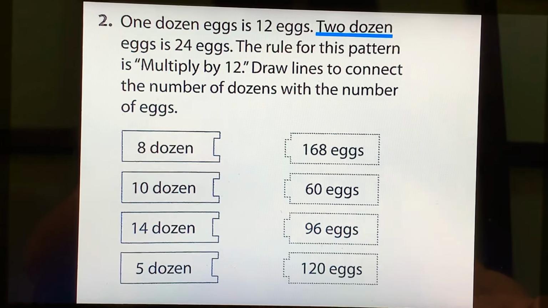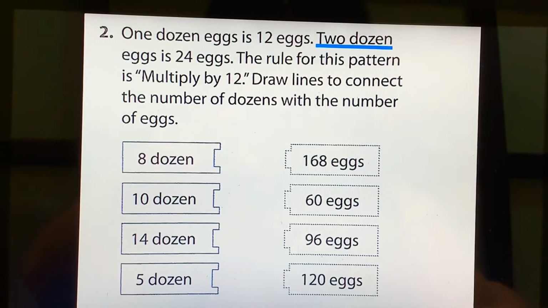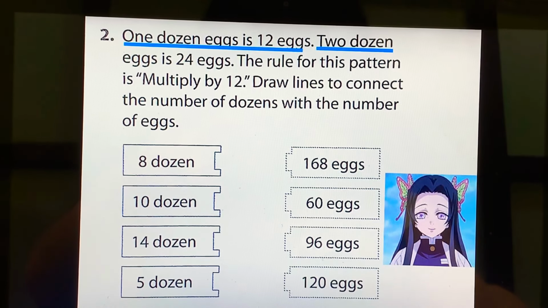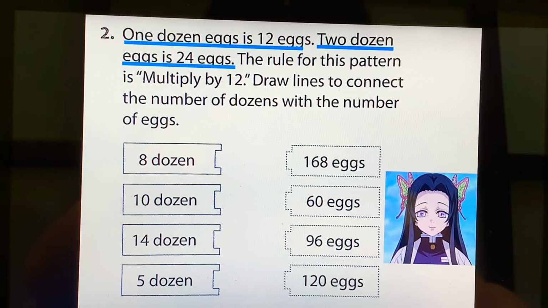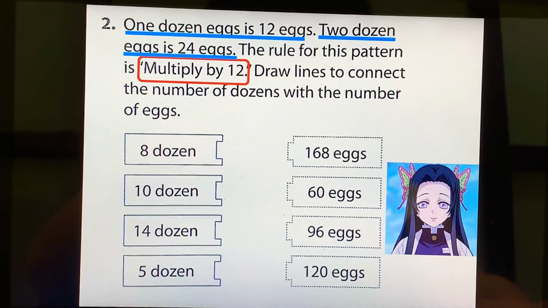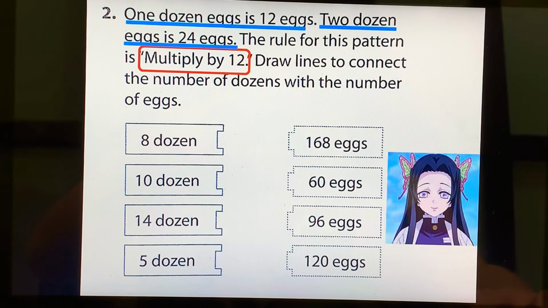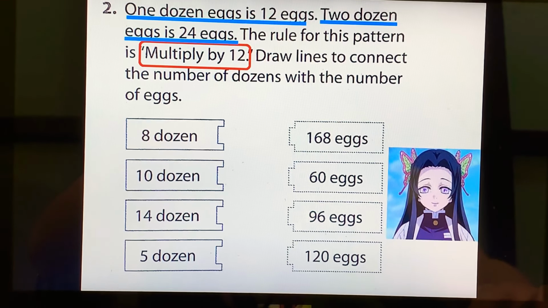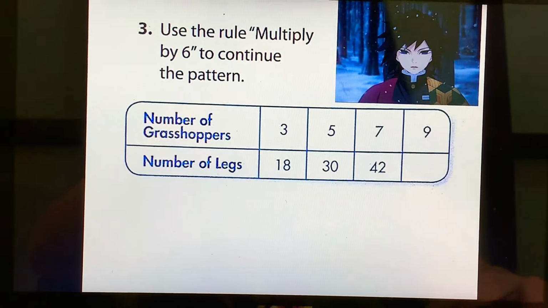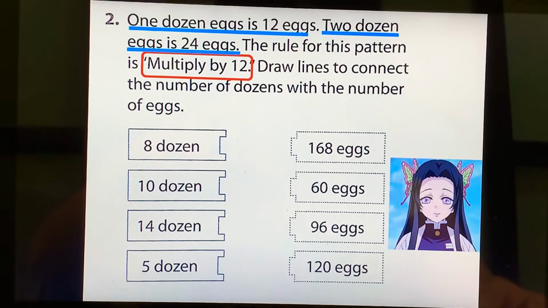Let's move on. 1 dozen eggs is 12 eggs. 2 dozen eggs is 24 eggs. The rule for this pattern is multiply by 12. Draw lines to connect the number of dozens with the number of eggs. Okay, let's move on.